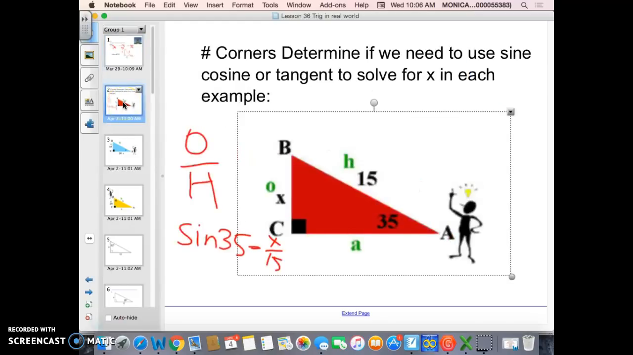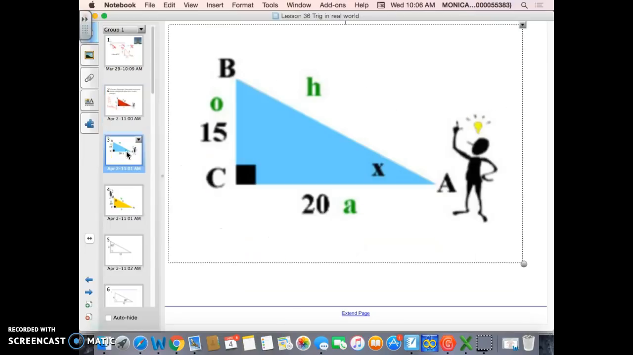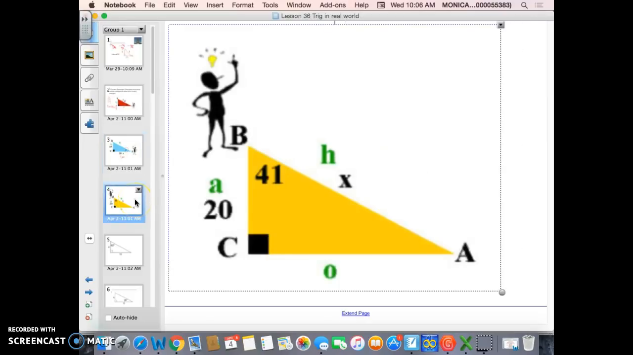So the second picture, I want to know, would you use sine, cosine, or tangent to solve for x? Well, if we're looking from this angle right here, it would be opposite over hypotenuse. So it would be the sine of 35 equals x over 15. In this situation, again, we're looking from A, and we have opposite and adjacent numbers, so this would be tangent. This time we're looking from B, and we know the adjacent and we know the hypotenuse, so this would be cosine.